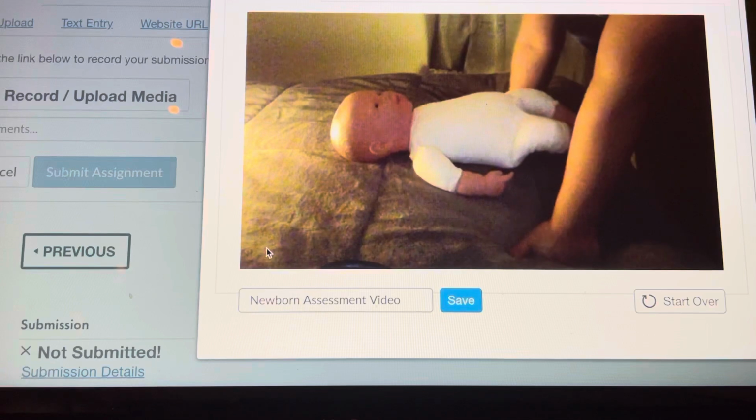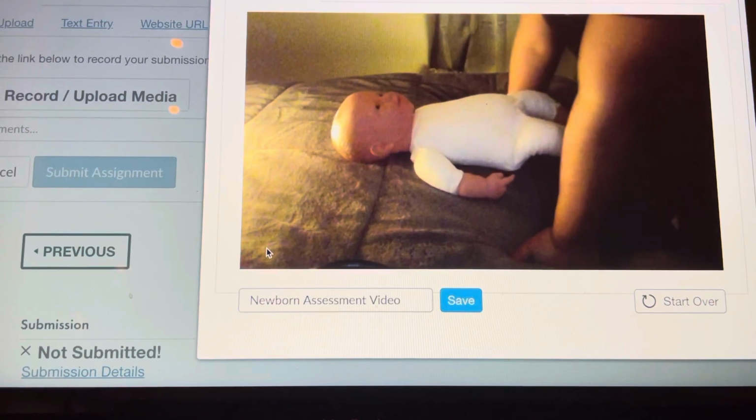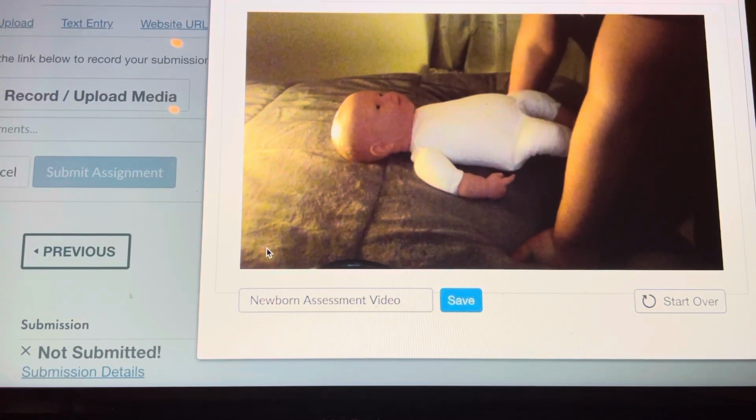I'm also looking at the infant to see the symmetry of the facial movements. So baby's face should move up and down with a cry or activity. They should not have one-sided drooping and the other one reactive. So that's what I'm looking for there.